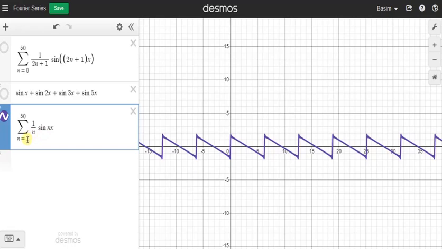When n is equal to 1, you will have sin 1x. Then when n is equal to 2, you will have sin 2x. N is equal to 3, you will have sin 3x, etc. So actually this series is sin x plus 1 by 2 sin 2x plus 1 by 3 sin 3x plus 1 by 4 sin 4x plus etc. And if you add all those terms, now I have this sawtooth wave.